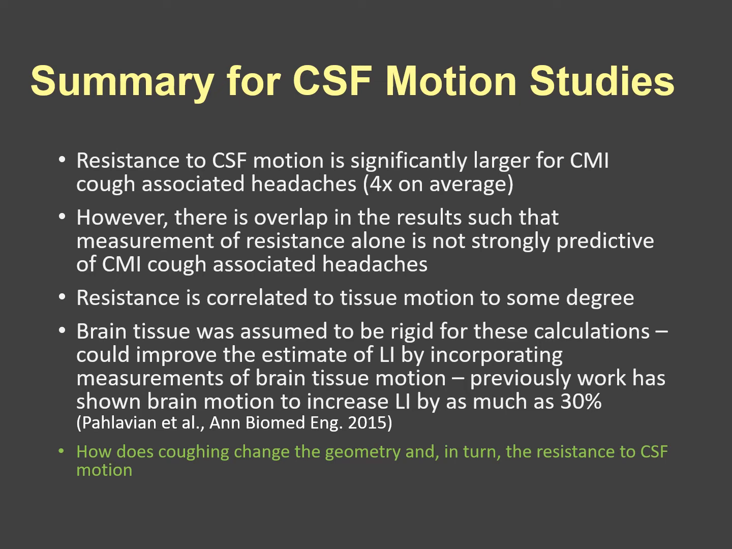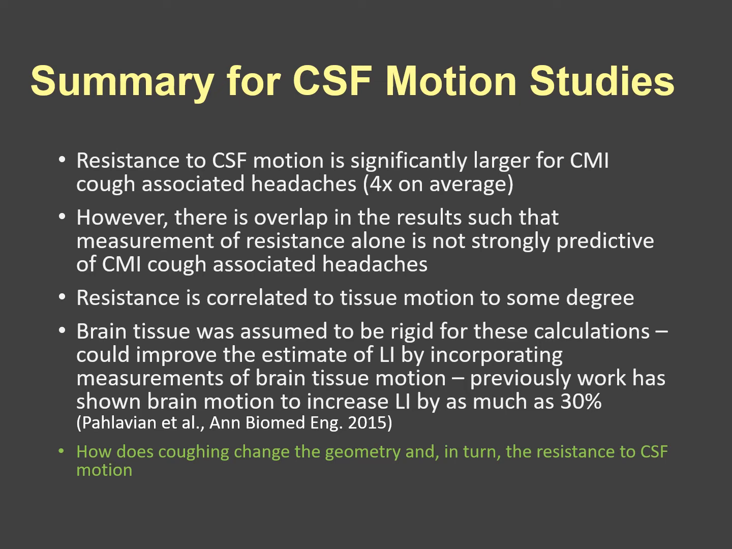Finally, brain tissue motion in these computations was assumed to be rigid, and we could improve these estimates of resistance by incorporating measurements of the brain tissue motion, which we already do with DENS. We have analyzed this previously and shown that brain motion increases impedance by as much as 30%. Although the calculations are significantly more difficult, we feel it's important since we could have cases with a large motion that might even double the resistance calculation.